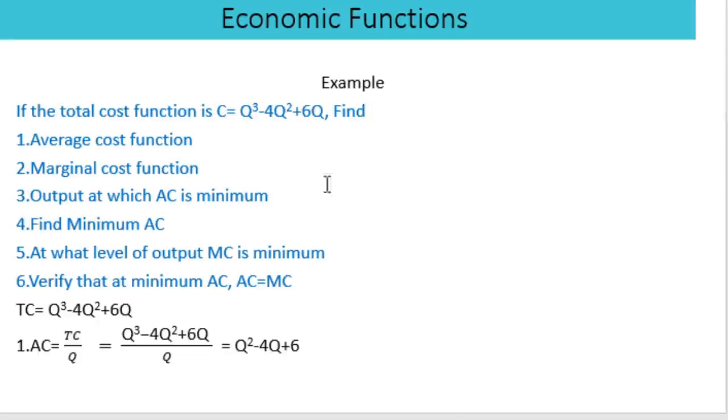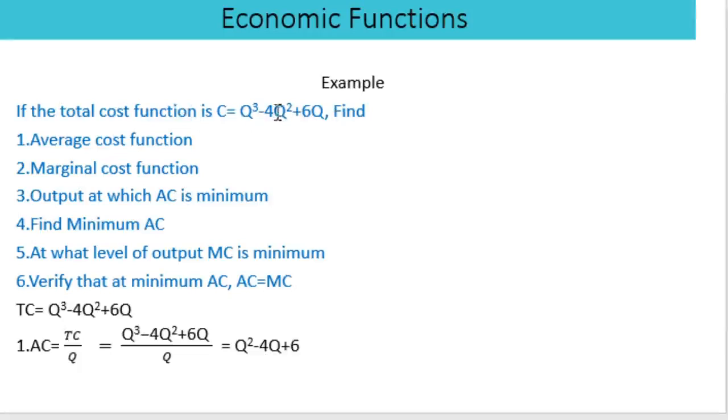Then another question is, if the total cost function is given as C equal to q cube minus 4q square plus 6q, find the average cost function, the marginal cost function, the output at which AC is minimum, the minimum AC, and at what level of output MC is minimum. Also verify that at minimum AC, AC equals MC. These are the questions. The total cost function is given as q cube minus 4q square plus 6q.